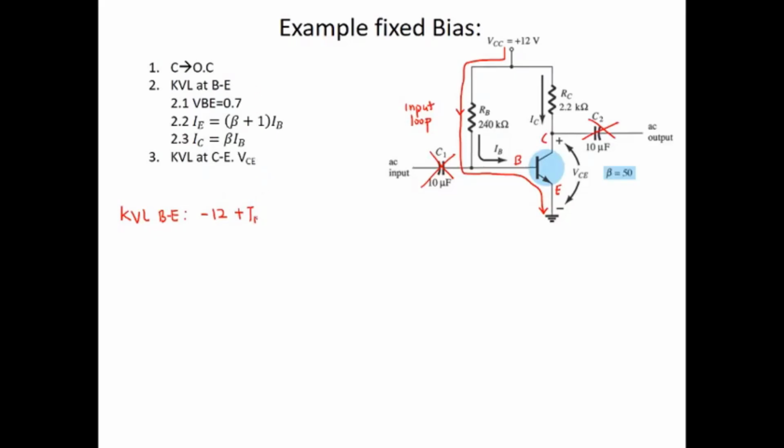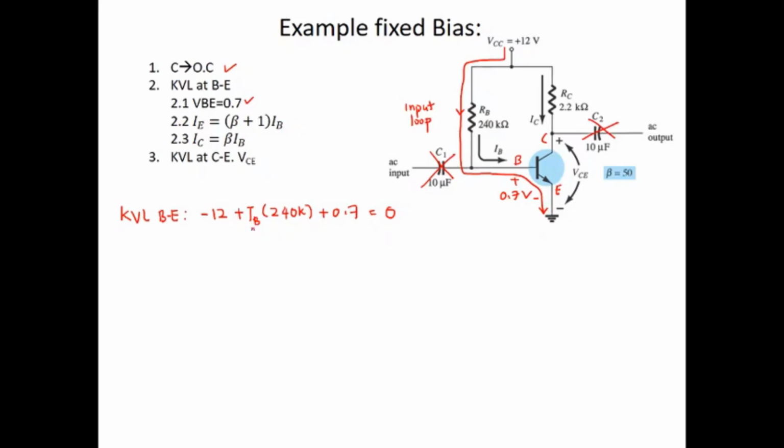Okay, so the current is IB times RB, which is 240 K, and then we go along this base emitter. Along the base emitter we have 0.7 volt, so this is plus 0.7, and then we come to the ground. Now we see the KVL here, VBE. Okay, now we are done here. VBE is 0.7, and since we don't have any voltage drop at the emitter, there is no need to apply this one. So this is not applicable.